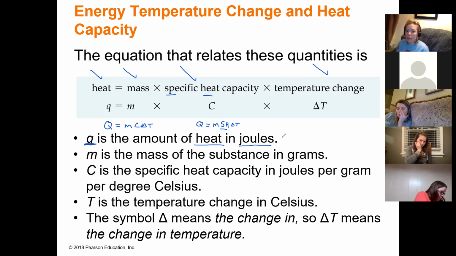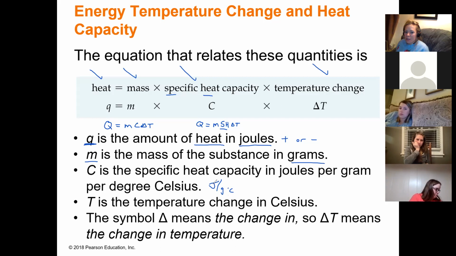Now, it is important to note that Q can be plus or Q can be minus. So we could have a negative number here. If energy is flowing out of the system, it's losing energy, it's minus. If it's flowing in, it's positive. M is going to be mass, and you want this to be in units of grams. C is going to be the specific heat capacity, and this is in joule per gram degree Celsius.